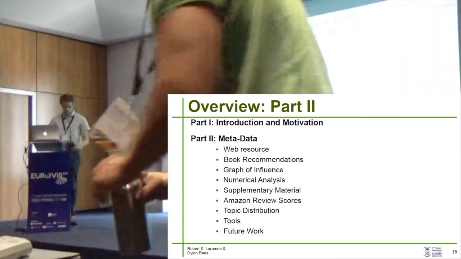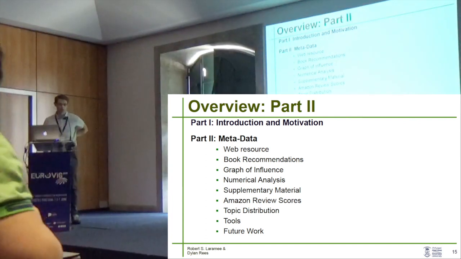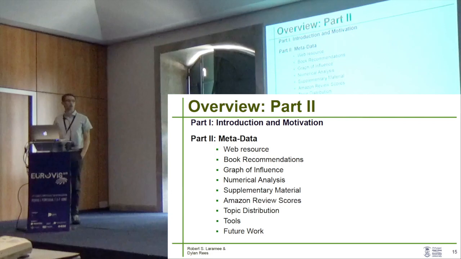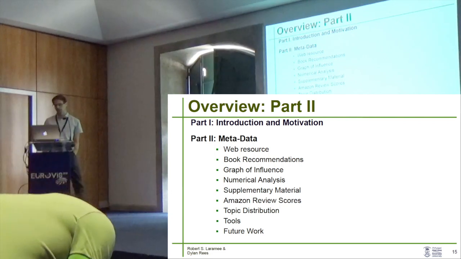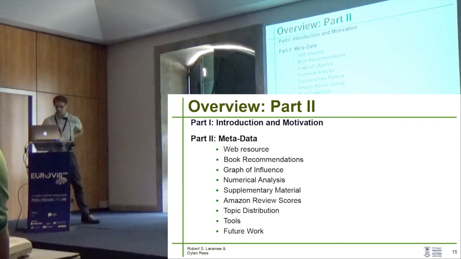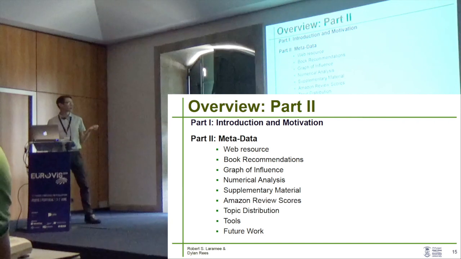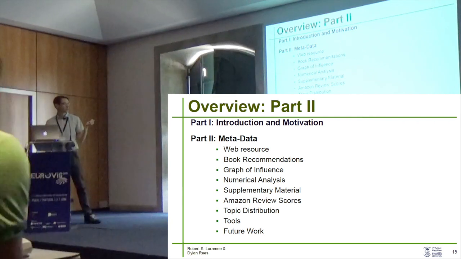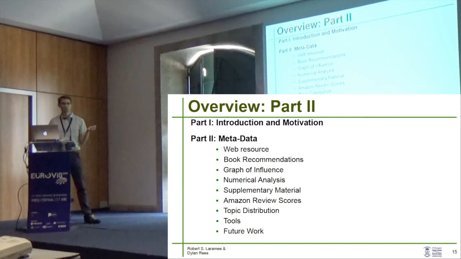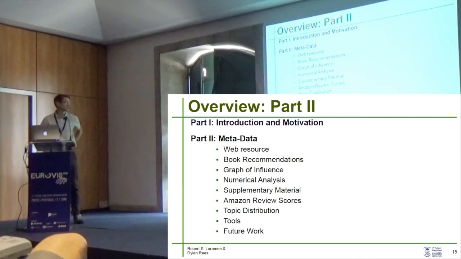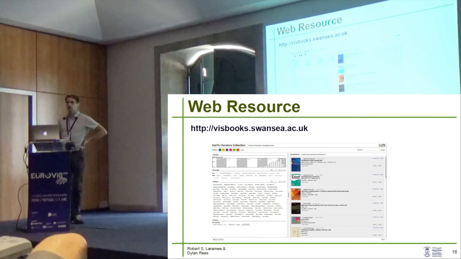So I'm Dylan Rees, and I'm taking over the second part, which predominantly concentrates on metadata. We also discuss some of the other classifications that we place the books in. First, we're just going to mention something about the web resource we have, and then discuss these more book recommendations. And then this metadata, then we have a graph of influence, which I find quite interesting. Some numerical analysis, discuss a bit about the supplementary material that comes with the books. Some Amazon review scores, kind of interesting, if not that relevant. Just how the topics are distributed between the books, and some bit more tools, and discuss a bit about future work.